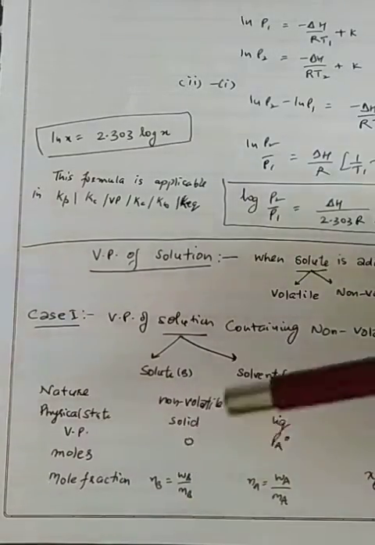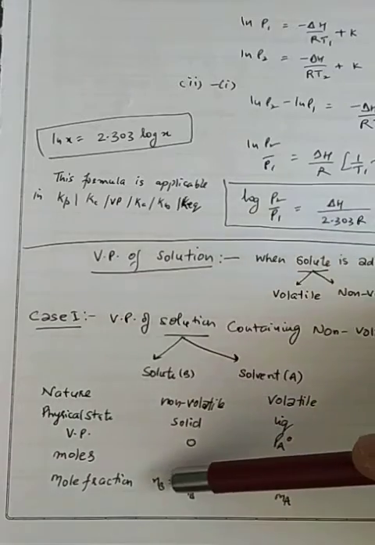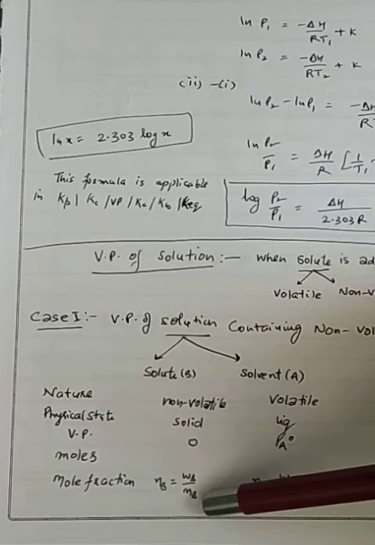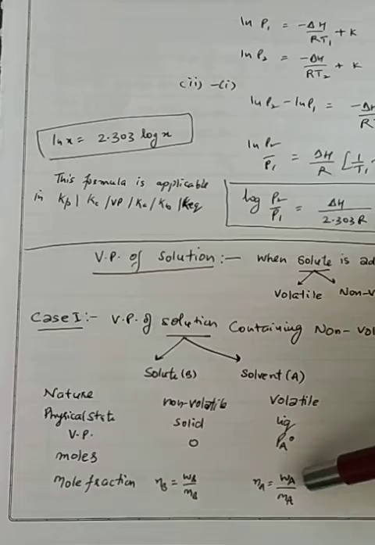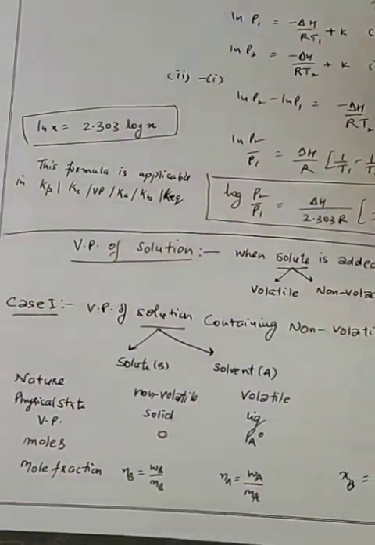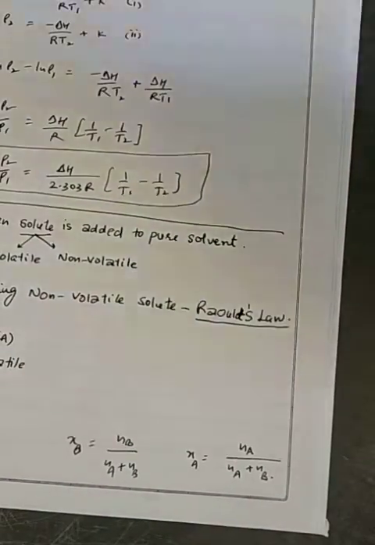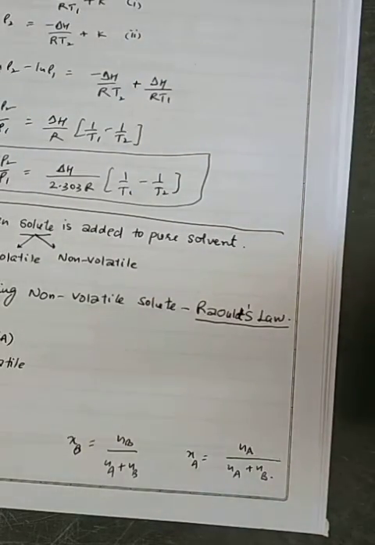Moles can be calculated from the given mass. Number of moles of solute is Wb upon Mb, number of moles of solvent is Wa upon Ma. Then we can calculate the mole fraction like this: X_B equals Nb upon Na plus Nb, and X_A equals Na upon Na plus Nb.